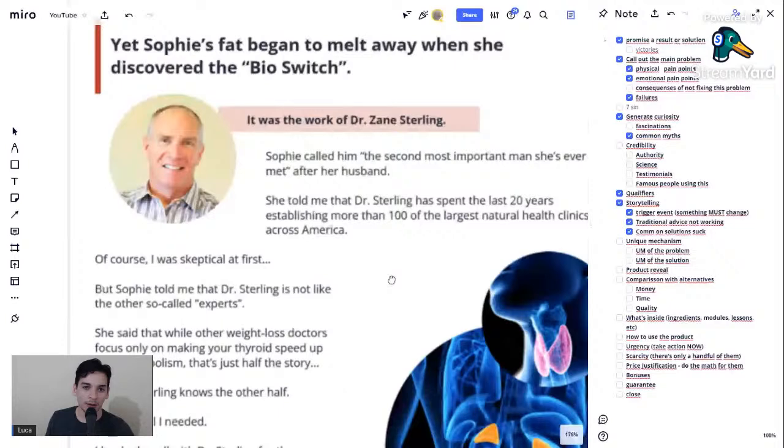Yet Sophie's fat began to melt away when she discovered the BioSwitch. We are teasing here the unique mechanism, right? Unique mechanism. It's something that every offer should have, in my opinion.